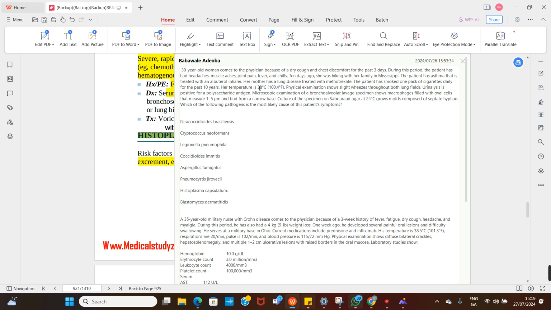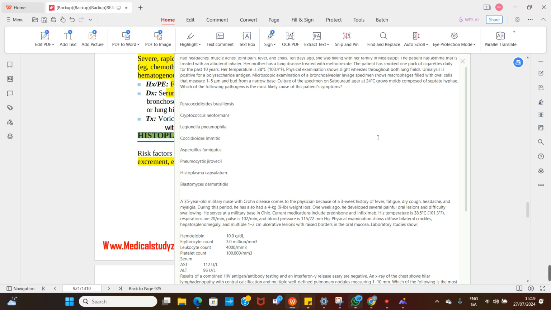Histoplasmosis. So they told us that they were seeing macrophages filled with cells that measure 1 to 5 micrometers, and the budding has a narrow base, which is still in keeping with histoplasmosis. They are involved in the macrophages, histoplasmosis. The Sabouraud agar is the fungal agar, so you can use it to grow any of the fungi. Very easy stuff.